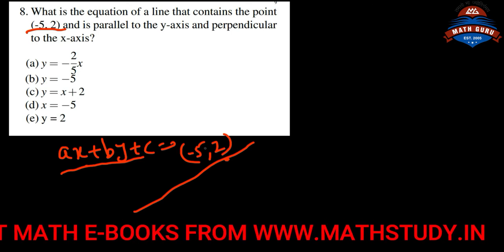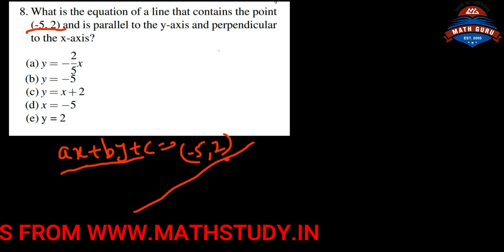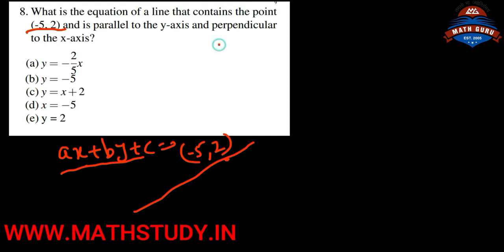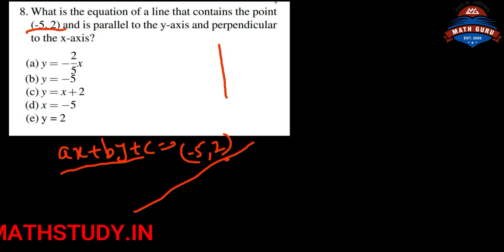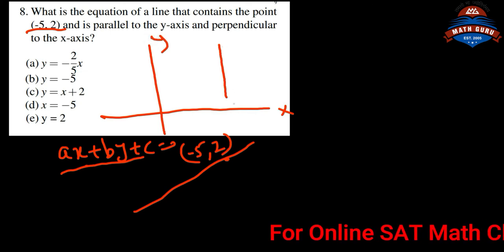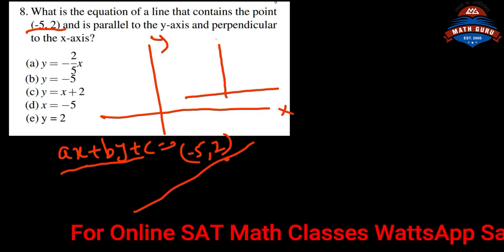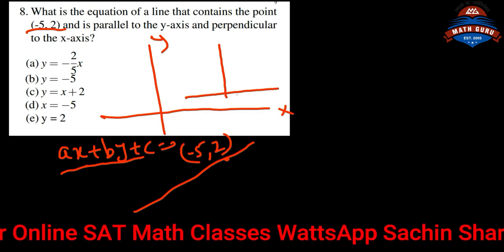Now what is the condition here? The condition is the line is basically parallel to the y-axis. Let us take the axes here. This is the x-axis, and this is the y-axis. So this line is parallel to the y-axis and this line is perpendicular to the x-axis, obviously, right?